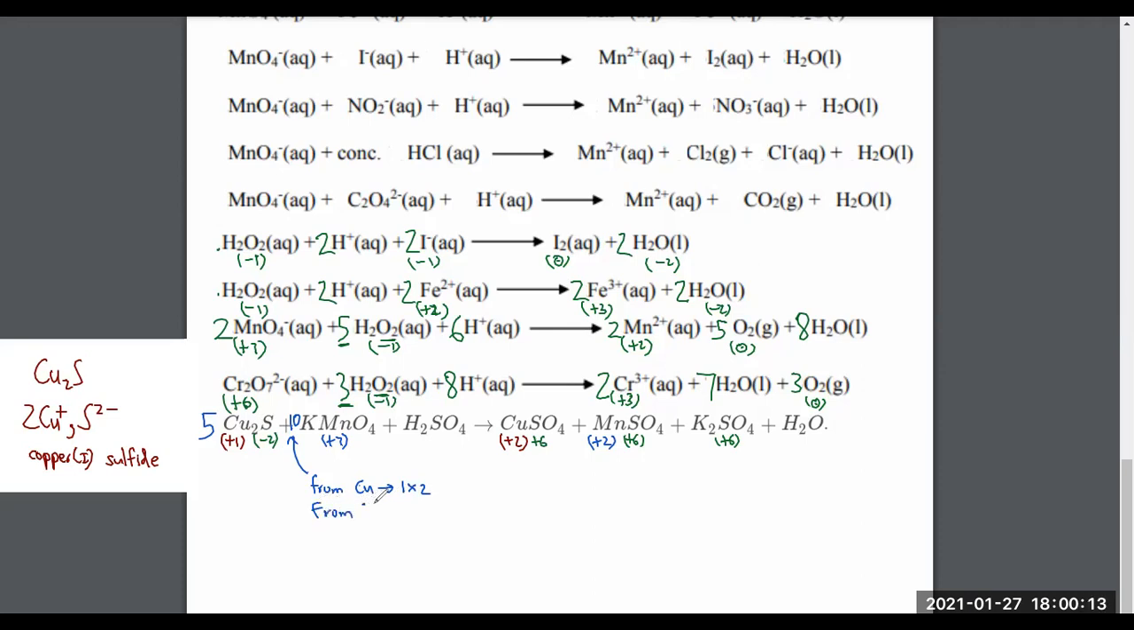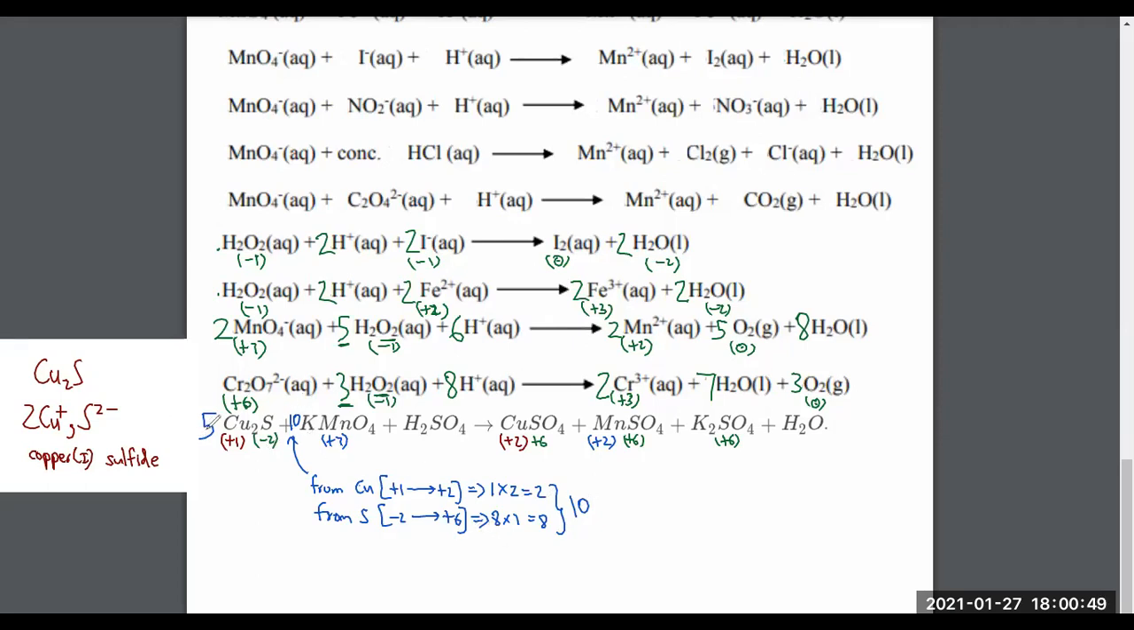Wait, I will write from copper. If you take copper, it goes from +1 to +2. Difference is 1, but there are 2 copper atoms. Therefore, 2. From sulfur, from -2 it has gone to +6, and there is only 1 sulfur atom. So from -2 to +6, what's the difference? It's 8. 8 into 1. Therefore, it's 8. So altogether 10, and that 10 must be put here.